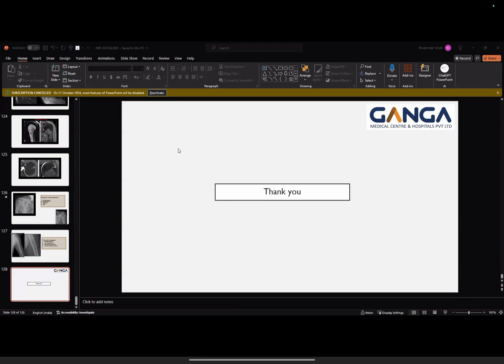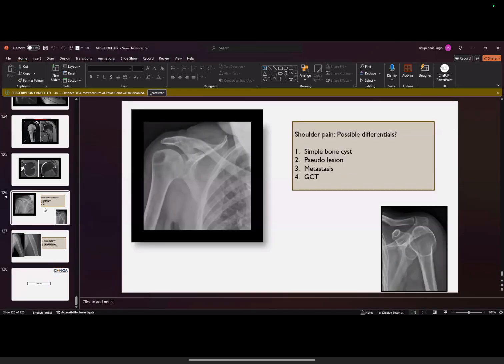The first question is how to differentiate the pseudolesion which you have just shown from a simple cyst. If it's clinically really suspicious, then we have to go further, because on CT also we will see the same signal intensity, so we can go ahead with MRI. But we should not biopsy directly on the basis of X-ray or CT.